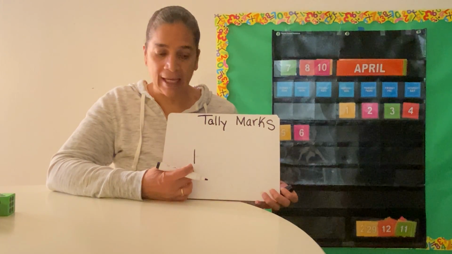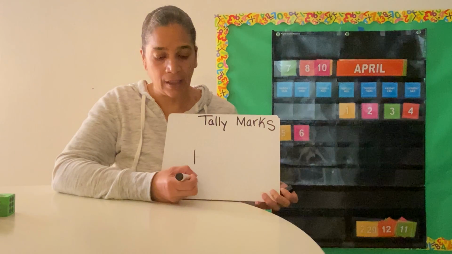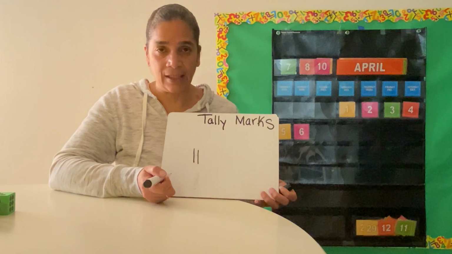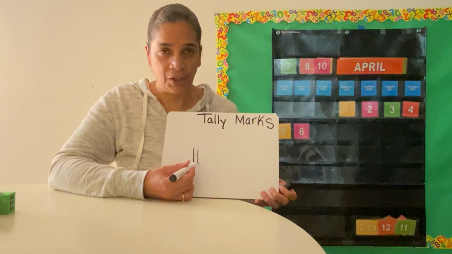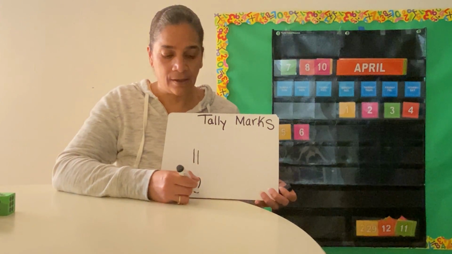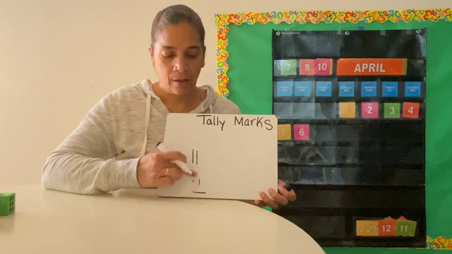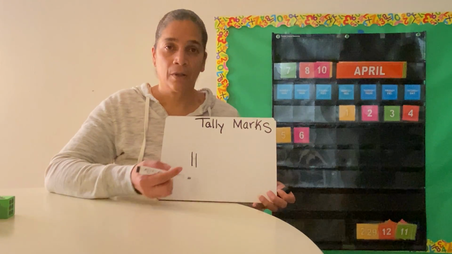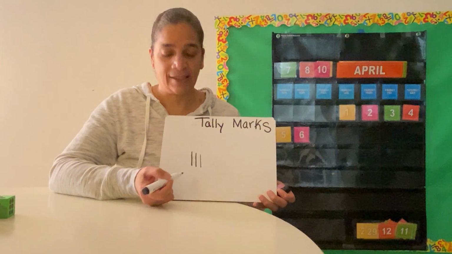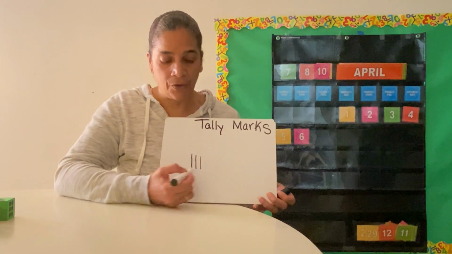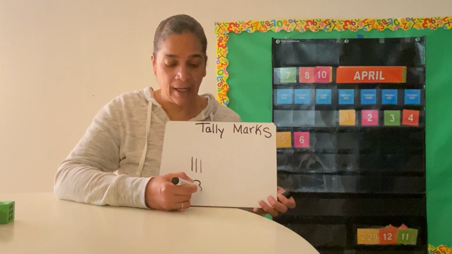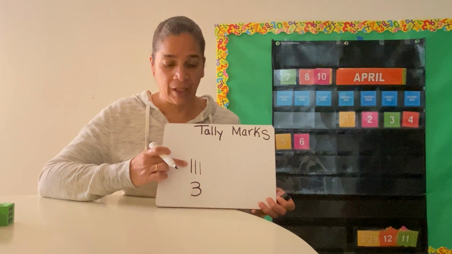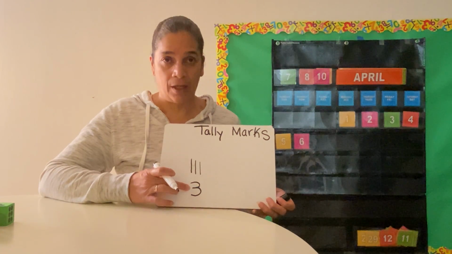So if you see one line, that means that it's representing number 1. If you see 2 lines, count the lines, 1, 2. So that represents the number 2. If we want to show the number 3, what will we do? Add another line, exactly. And we would count 1, 2, 3, and then we will write the number 3. That's how we are showing the number 3, and this is writing the number 3.